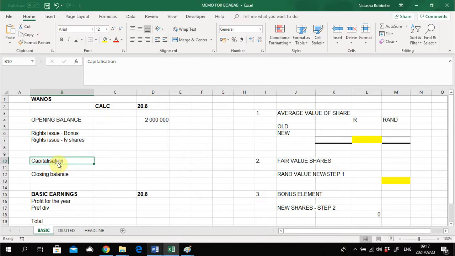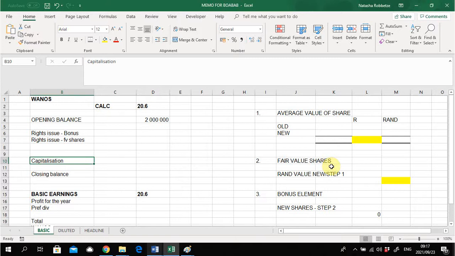As always, there's a number of steps you need to apply when you are busy with your rights issue, and there will be two elements to the rights issue. There's bonus shares and there's fair value shares. So let's explore that, and I'm just going to do the calculation here on my right hand side so that I don't have to scroll up and down, so that you can see where the amounts come from when I type it into the weighted average number of share calculation. So the first step is that we need to calculate the average value of a share when we are busy with a rights issue. And here I split it into two types of shares, and I call it old shares and new shares.